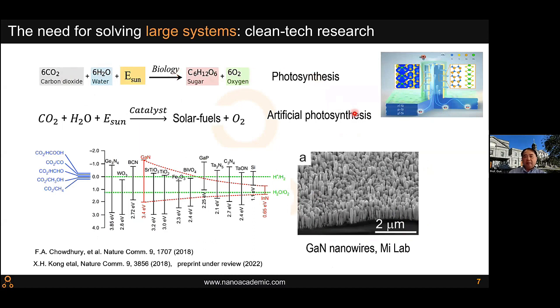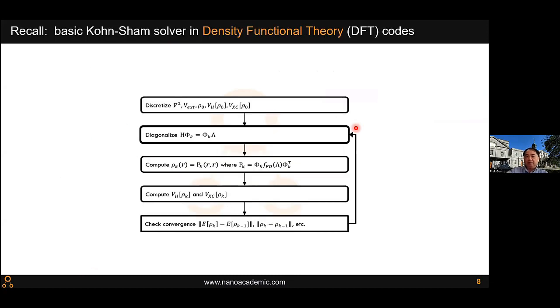And this is another one on artificial photosynthesis, using two-dimensional material to coat semiconductor nanowires for catalysts, to produce these solar fuels. You need all sorts of materials as the catalyst. Some of them are MXenes, some of them are others, and two-dimensional materials, but this material looks like this. And you have a huge number of atoms to worry about. So we have some publications on these kinds of things. So there is a need to solve big systems.